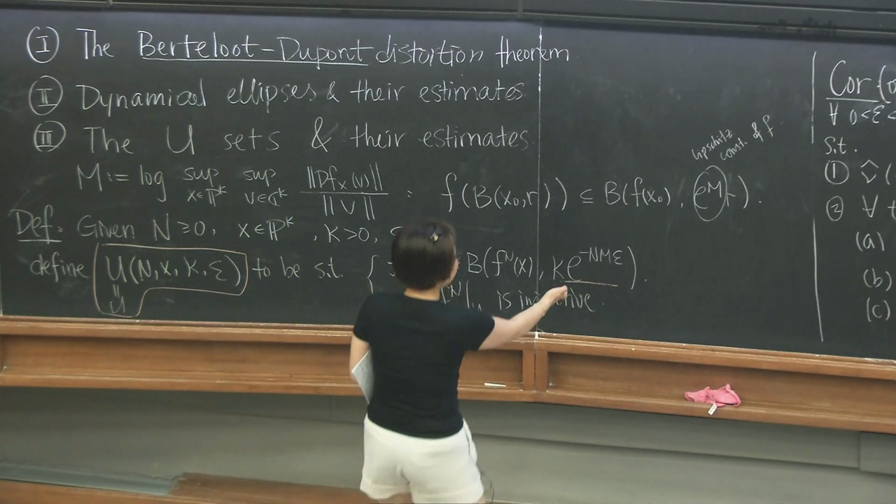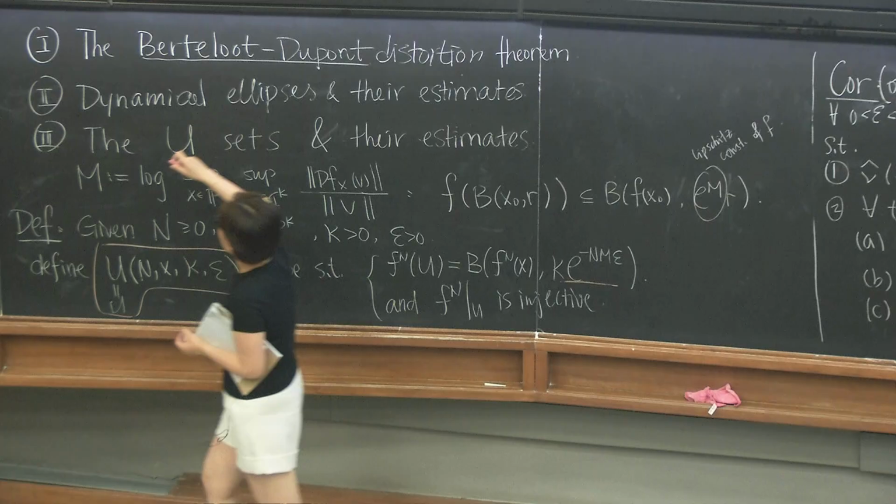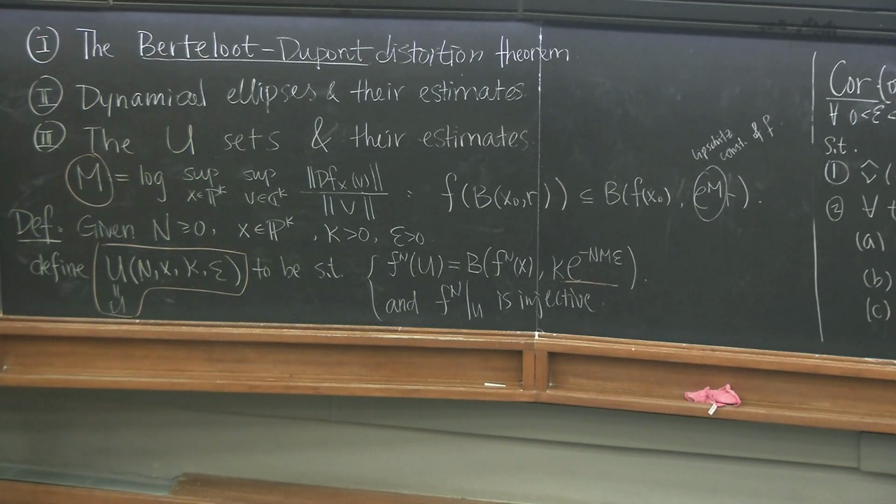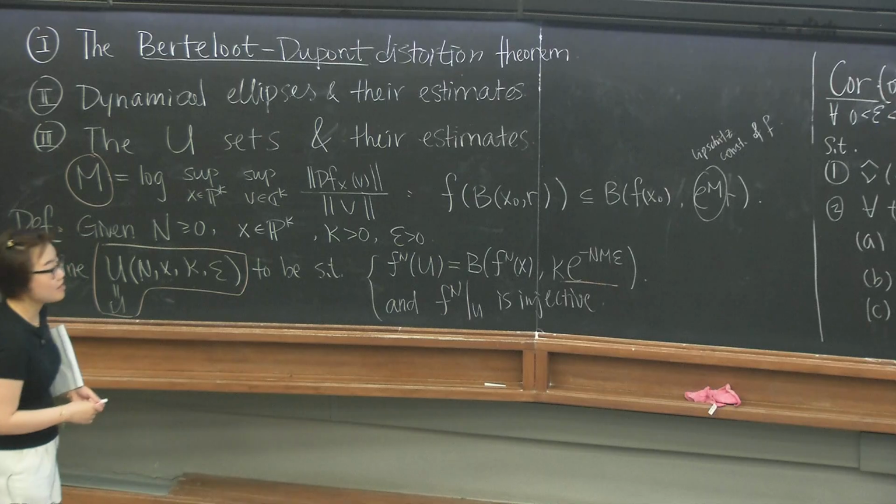Oh, which one? Like here? Oh, m is here. Yes, so it's kind of like e to the m is the log of Lipschitz constant. M is log of Lipschitz constant. Okay, so any other questions?